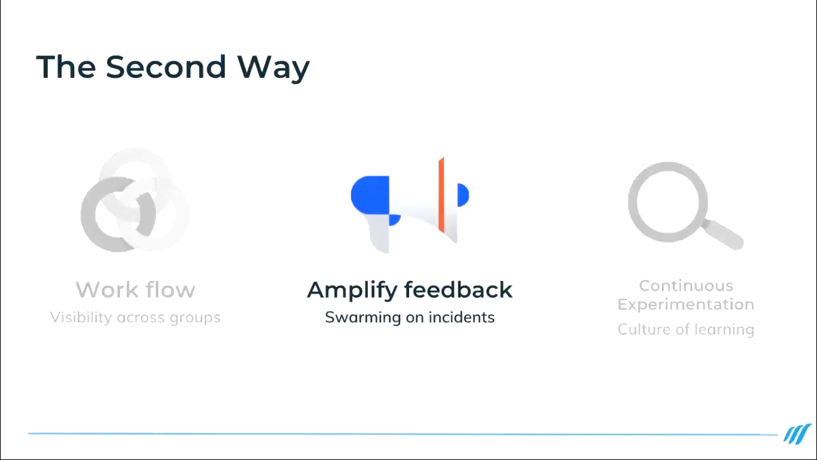Let's talk about the second way now, amplifying feedback. In the figure of 8 loop, you mentioned that you need feedback. And it's important to get that feedback into the developers as quickly as possible. That way, they can make use of it and they can learn and plan what to do next based on the feedback.